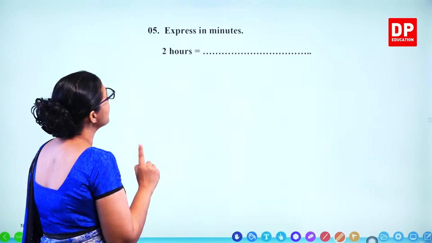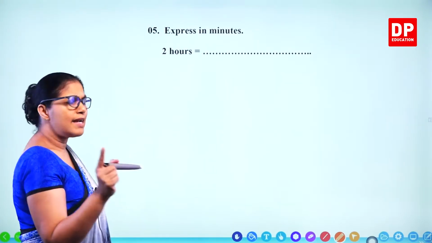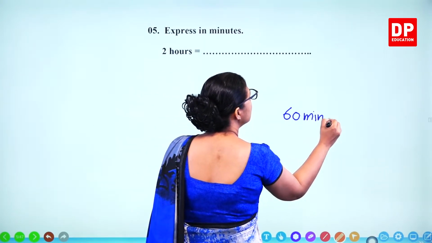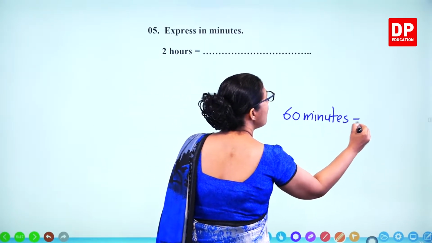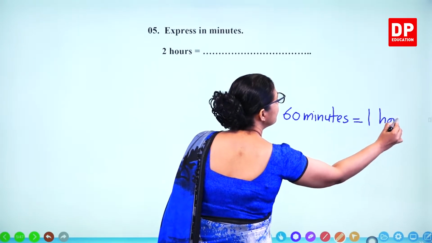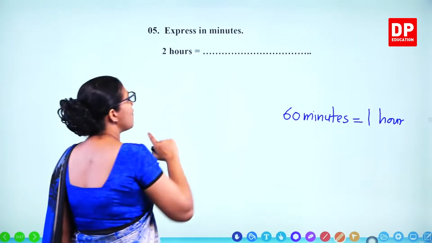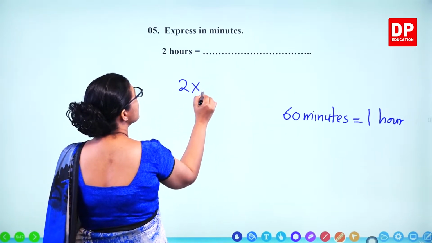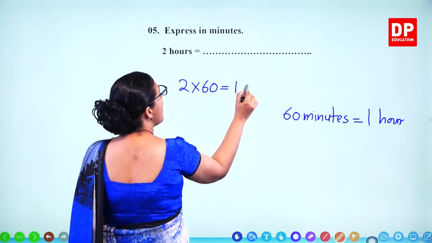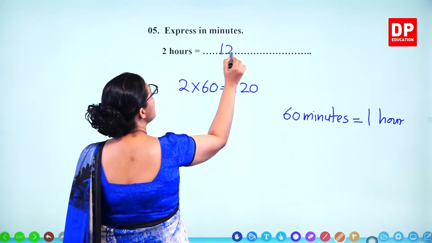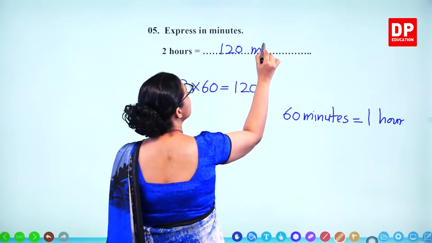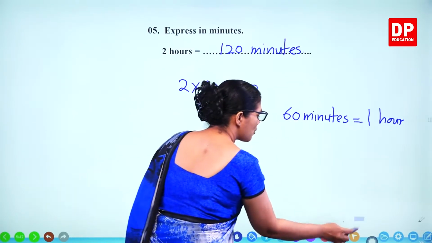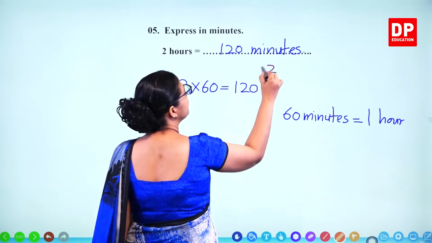Question number 5. Express in minutes. What's the relationship? 60 minutes, 1 hour. So this is 2 hours. So you multiply by 60. 2 into 60, 120 minutes. 2 marks you are getting.